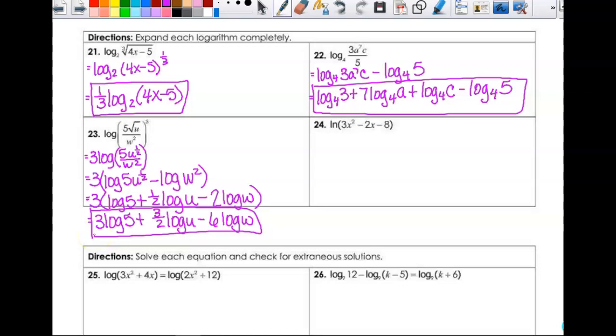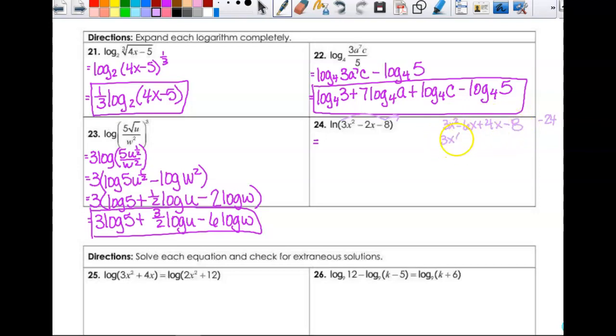All right, on number 24, for me to be able to expand this, I don't get to chop it into 3 pieces here because I can't do anything with subtraction, but if it's multiplication or division, I can split it up. So what I need to do here is factor this. Maybe you need to go off to the side to factor. 3 times negative 8 is negative 24, right? Two numbers that multiply to give you negative 24, combined to give you negative 2 would be 6 and 4. So I'd have 3x squared minus 6x plus 4x minus 8.